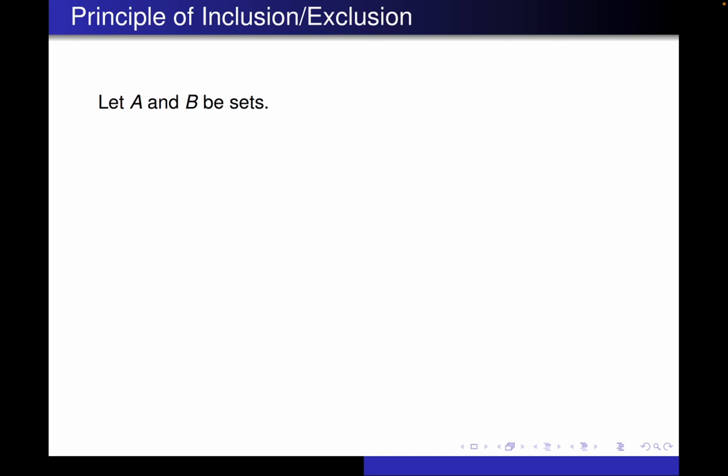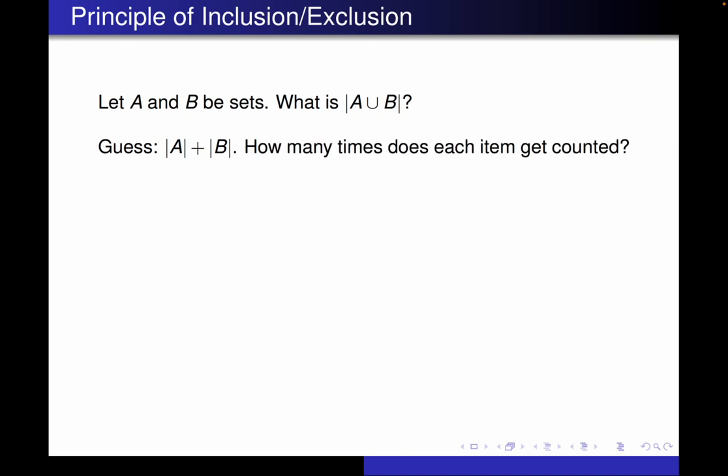Suppose we have two sets A and B. The question is, how many elements are in the set A union B? Remember, those vertical lines indicate cardinality, which is the number of elements in the set. Our guess, of course, is going to be the cardinality of A plus the cardinality of B. We just take the number of elements in each set and add them up, just like we did with the 15 plus 13 in the previous problem. But of course, not all the elements are going to get counted once.